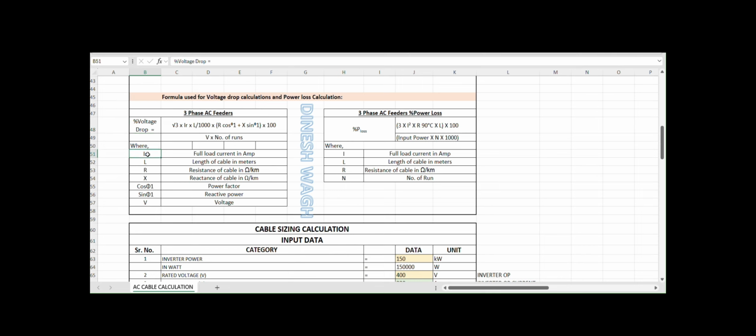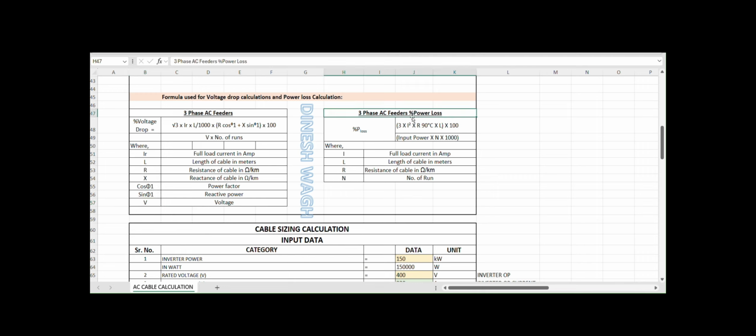Here we can clearly see that IR is full load current in ampere. L means length of cable in meters, that's why we are dividing here by 1000. R means resistance of cable in ohm per kilometer. X means reactance of cable in ohm per kilometer. Cos phi is the power factor, and sin phi is the reactive component. And voltage, as you know, is the voltage.